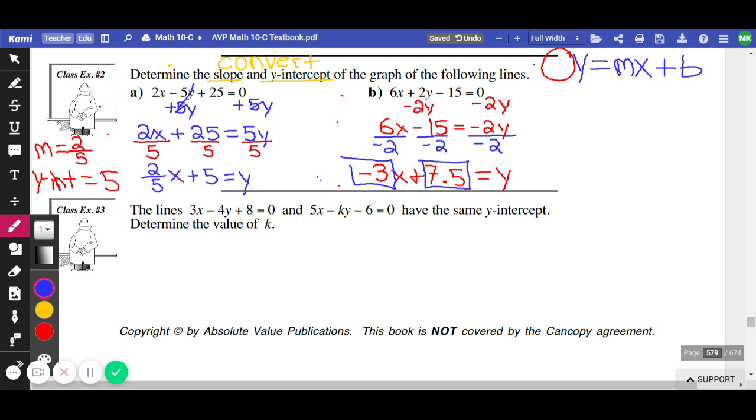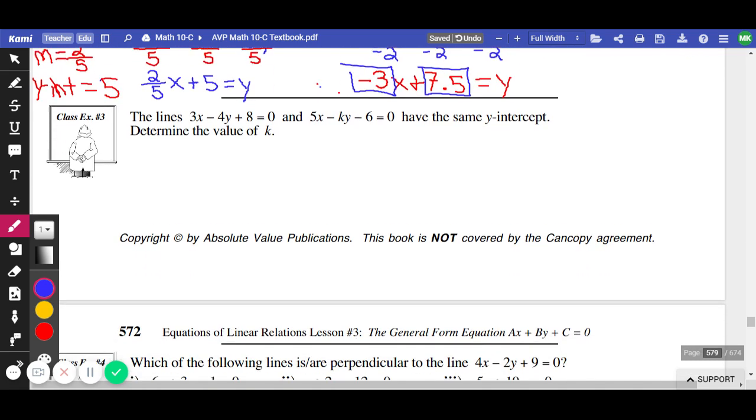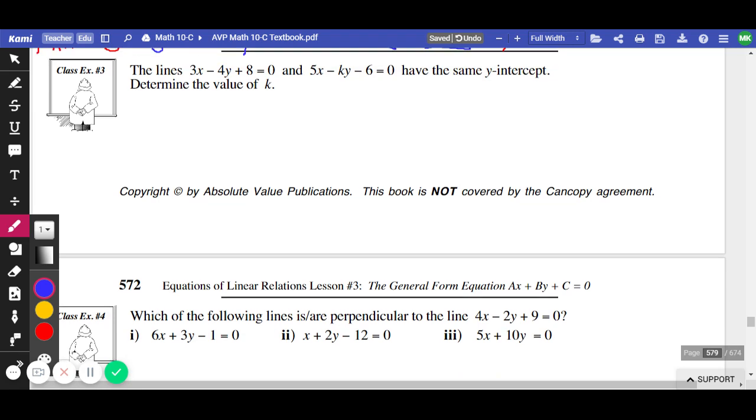Fantastic. So that's converting the other direction, right? Converting into slope y-intercept form, which is a useful form for us. Awesome. Class example 3. I've been struggling with the best way to solve number 3 because there are 2 different ways. Way number 1 would be to convert these things into slope y-intercept form.